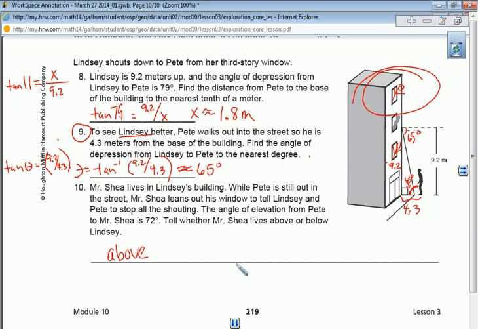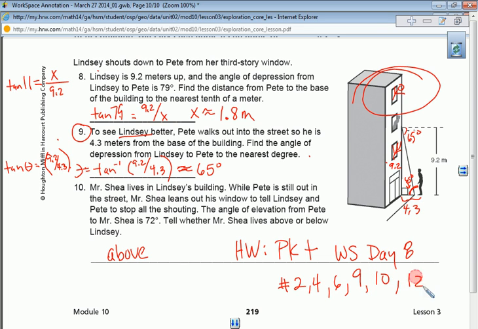Alright, so your homework is in the packet you received yesterday. It's the worksheet that says day 8. And you're doing numbers 2, 4, 6, 9, 10, and 12 through 14. Now, you may be asking yourself why I don't assign them all. That gives you additional ones to choose from to practice for your test, which is next. Test is Tuesday.